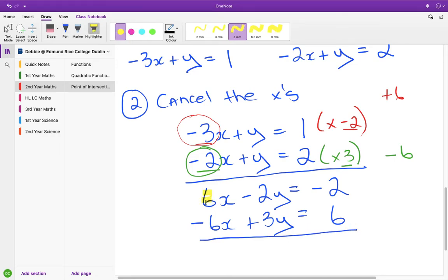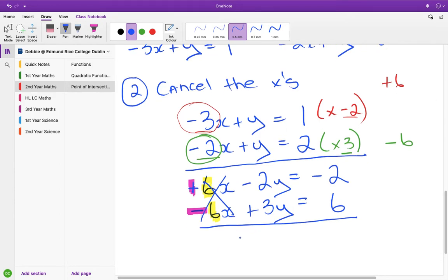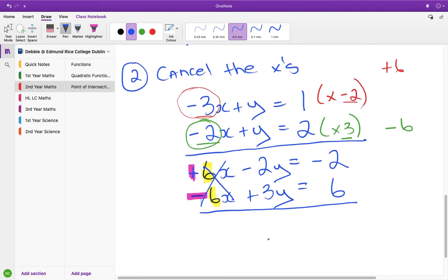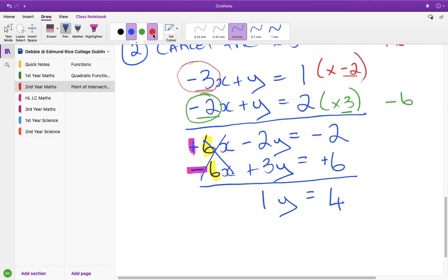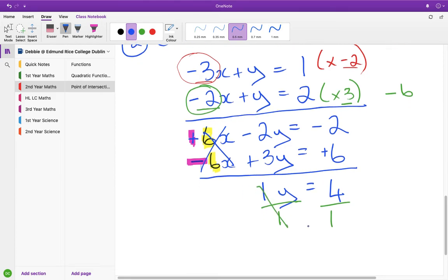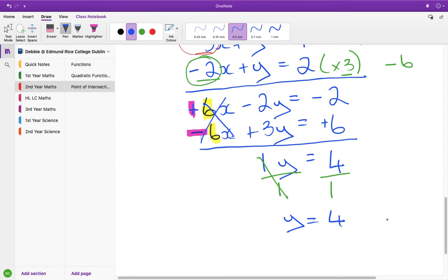So I wanted same number, I have that, and I want a different sign. This is a minus, this has no sign, and if it has no sign, it means it has a plus. So same number, different sign means they cancel. The rest you just add or subtract. So minus 2 plus 3 is 1y, and minus 2 plus, again you're missing a sign, so it's a plus, 6 is 4. Now you don't have to do this, but you can divide across by 1, but dividing by 1 makes no difference. So 4 divided by 1 is still 4.